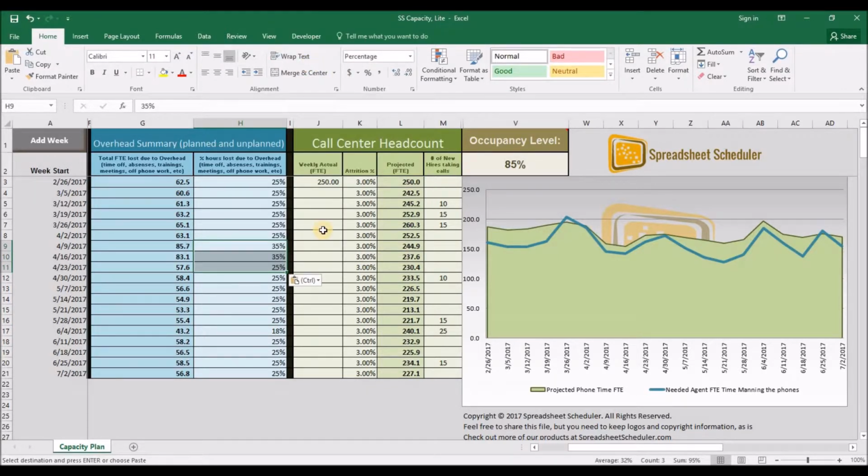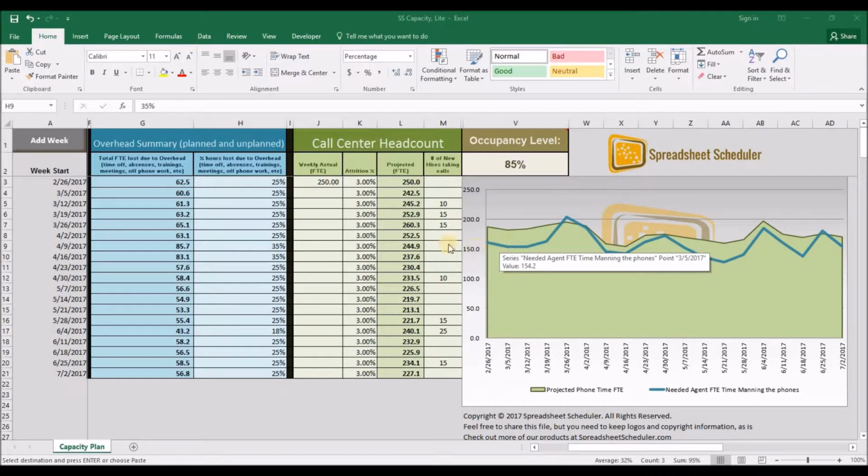This again lets you plan how much you project your phone time to be in FTE, the green section, and put it in line with your forecasted call volume and handle time projections, creating how many agents you need on the phones, the blue line.